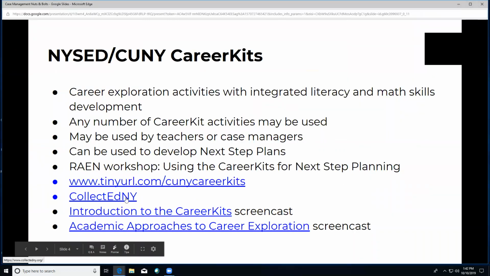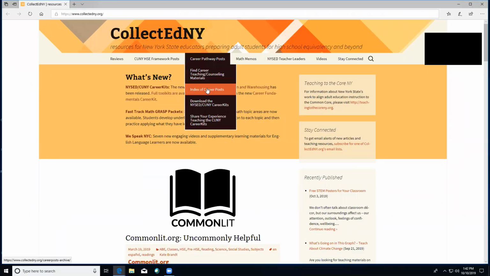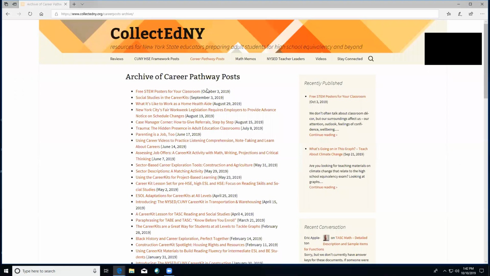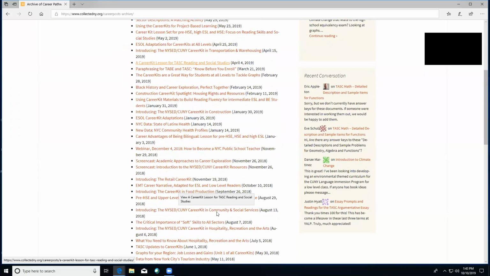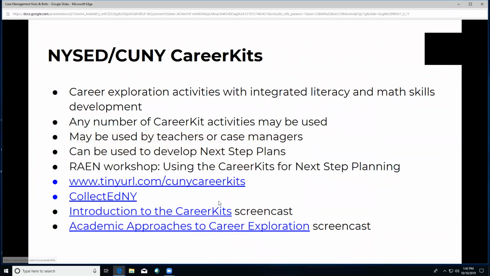We also have Collect Ed, which is where we have some supplemental materials to the career kit. When people make adaptations, we've had people make ESL adaptations, we post them there. I also post articles that I come across that may be relevant, kind of teaching tips, a whole variety of career-related topics. That's Collect Ed.